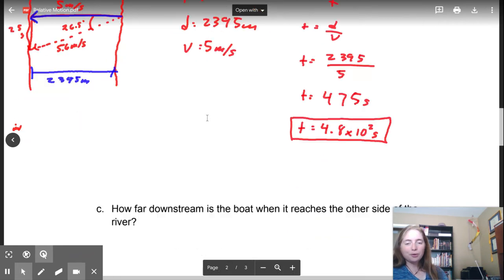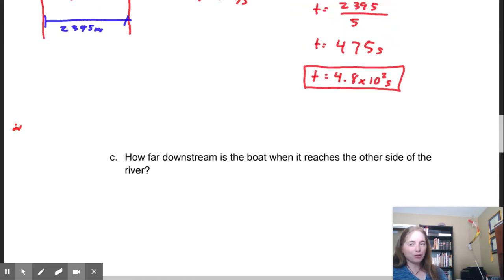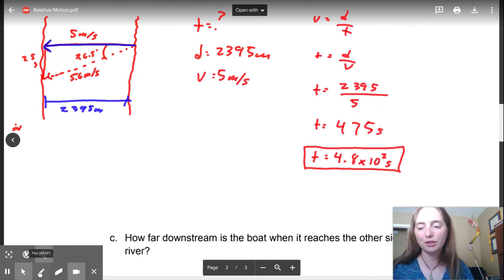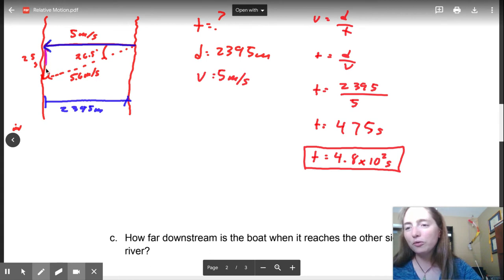Okie doke. How far downstream is the boat when it reaches the other side of the river? So for this one, I'm not going to redraw this diagram here, but I'm going to switch my color to this pink. So how far downstream? You have been asked to calculate distance on this pink side of the triangle that I'm drawing here. That is what you've been asked to calculate, is the distance there.